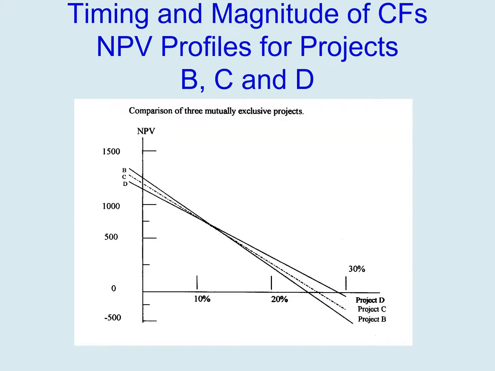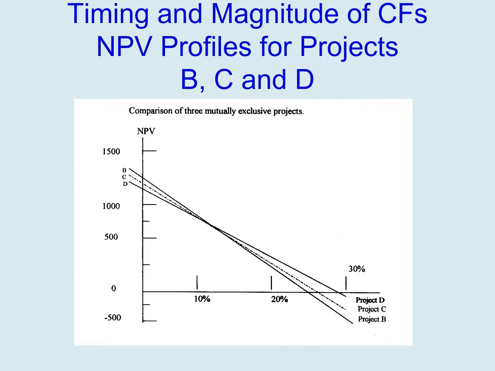So here are the net present value profiles for projects B, C, and D. And so you can see all the possible NPVs for all the different discount rates. The discount rates are on the horizontal axis and the NPVs on the vertical axis. So if I were to ask you which project has the highest NPV, how would you answer that? Well, the answer to that should be it depends, right?